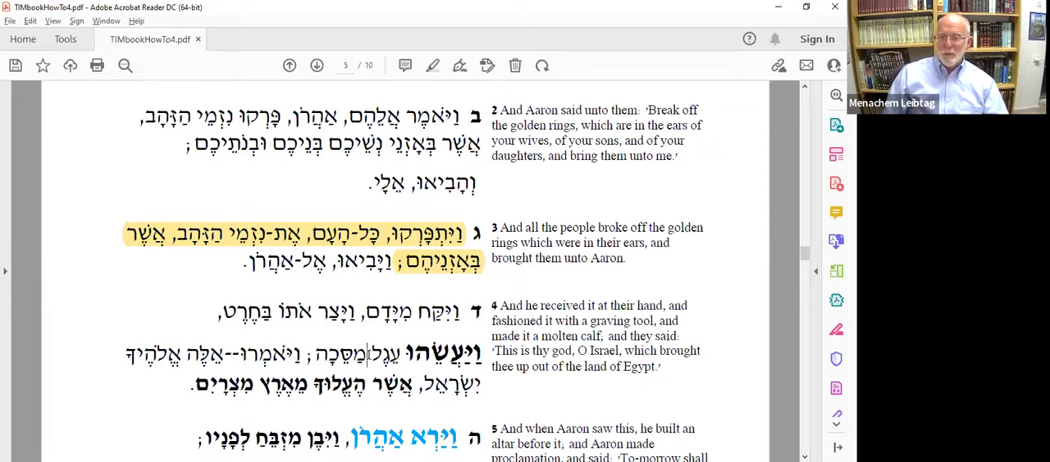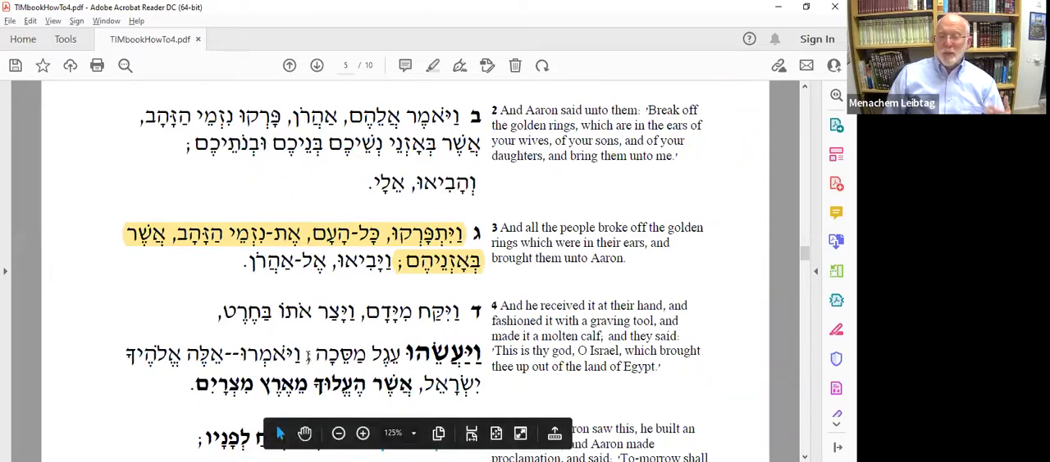Aaron believes in God. The people believe in God. And what they want is something either to remind them of God, but something that's going to lead them to the land of Israel. And therefore, Aaron's idea is to make something out of gold, shaped like an egel. Okay?